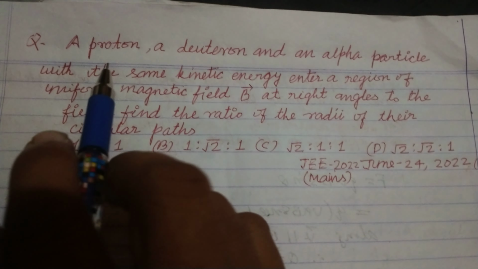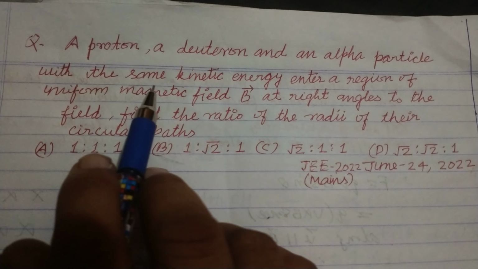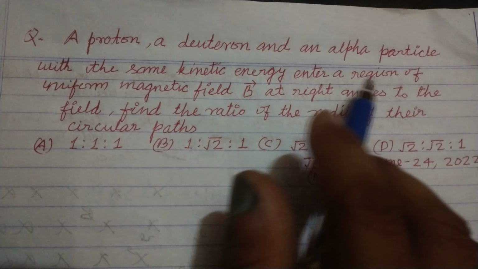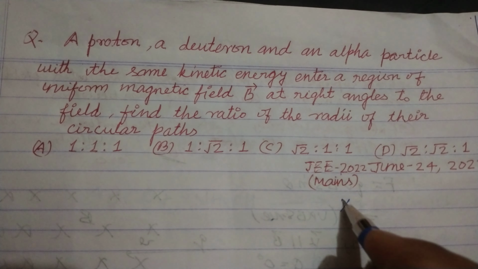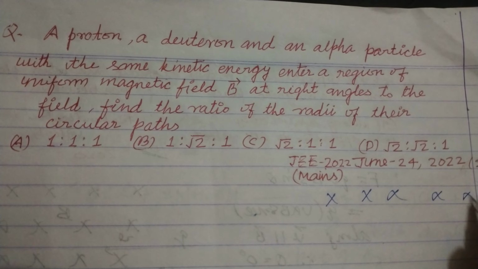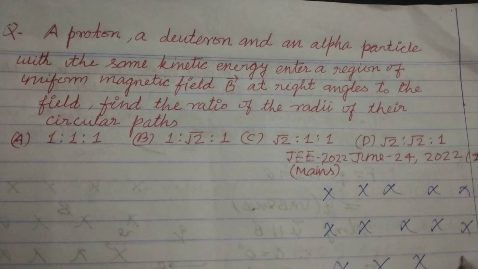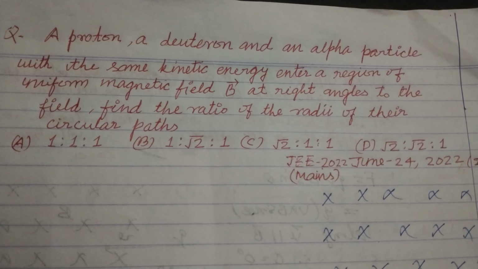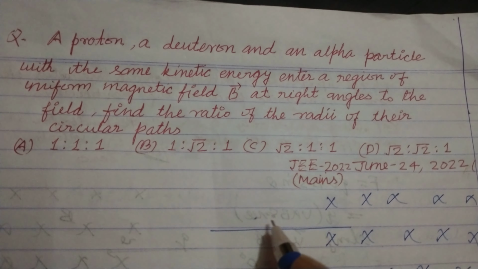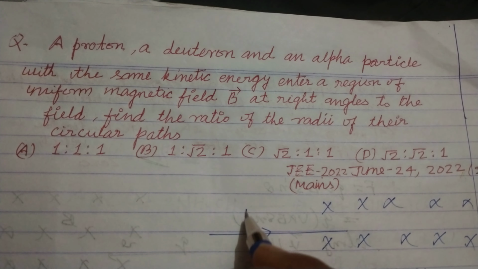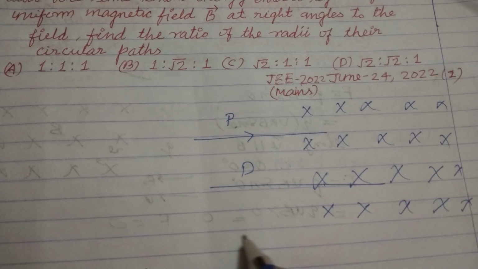Shift first. Question: a proton, a deuteron and an alpha particle with the same kinetic energy enter a region of uniform magnetic field B at right angles. So student, let this be the uniform magnetic field B, and three particles, namely proton, deuteron and alpha particle. So let this be the proton, and this is the deuteron, and this is the alpha particle.